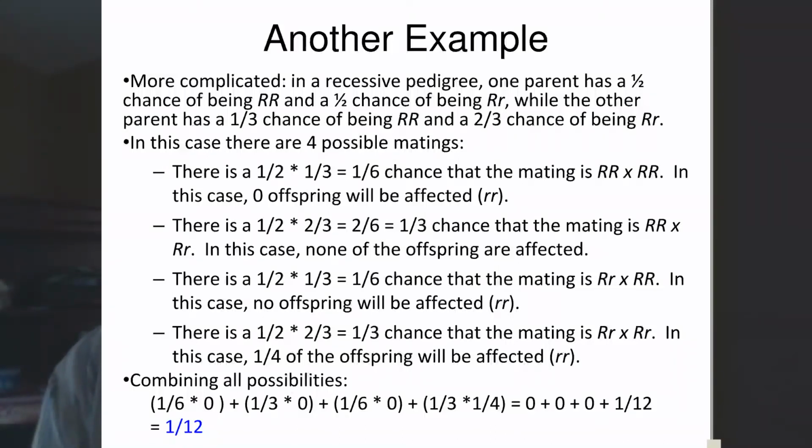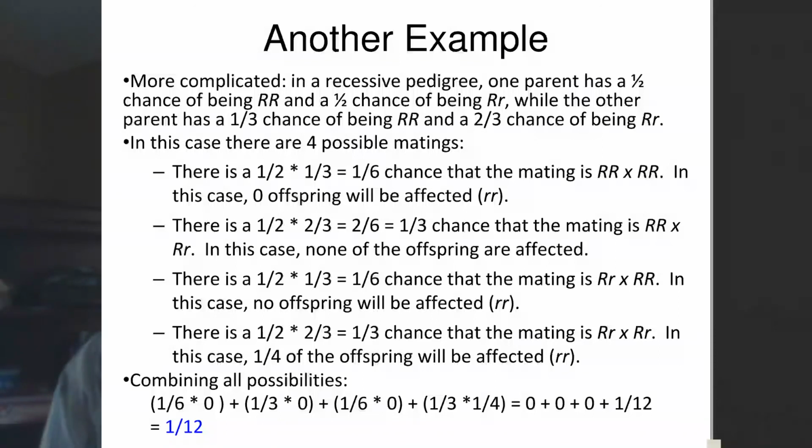Will not be affected. So this goes back to our black and white pelage color example. The very first Punnett square we did, remember that it's one-third and two-thirds. And so you can see the math here. It's a half times a third, half times two-thirds, half times one-third, half times two-thirds.